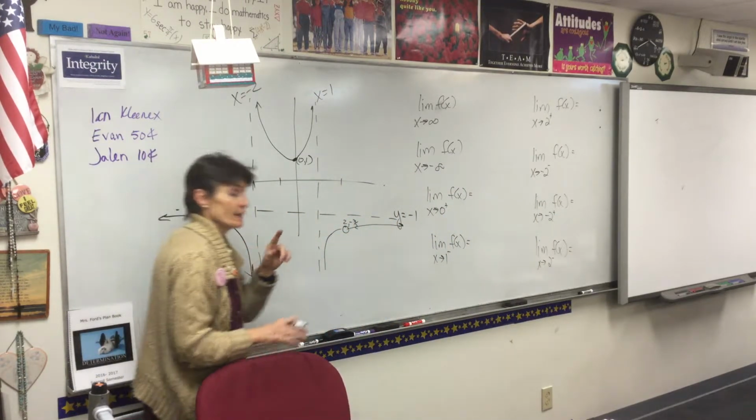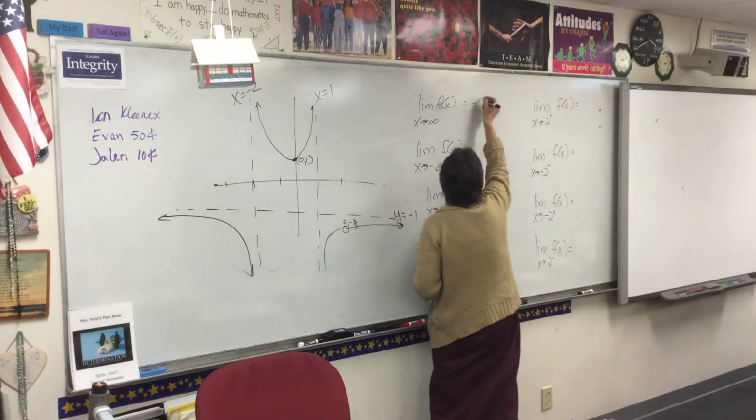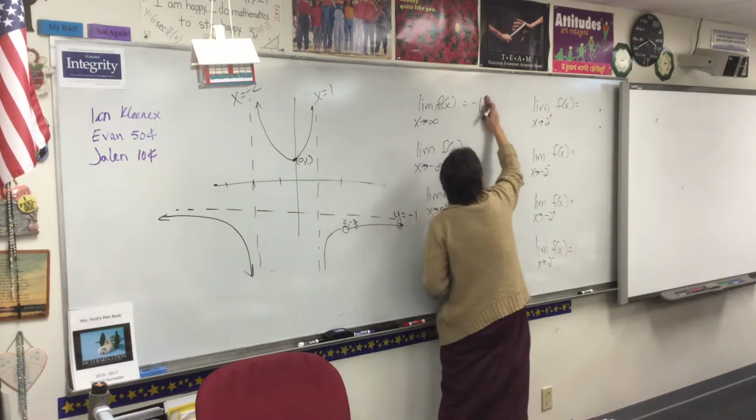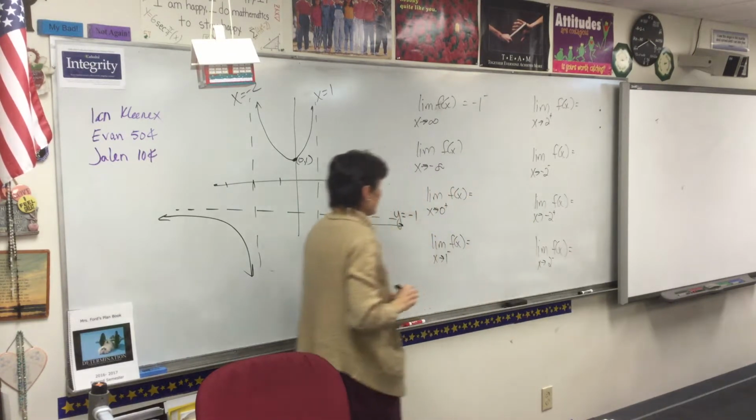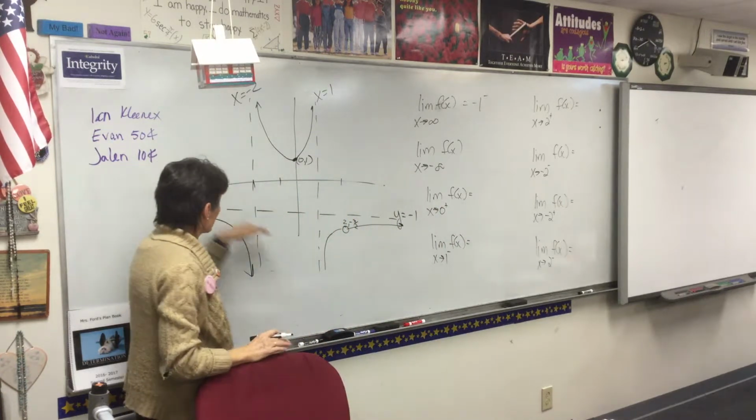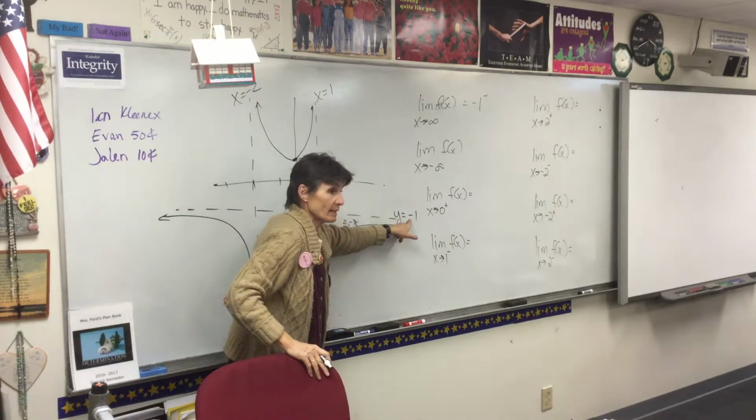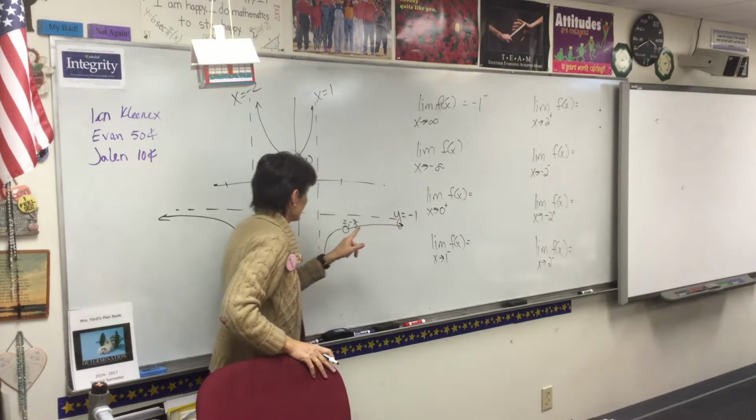Getting closer to -1, from the bottom. Yep, you said from the bottom, and I wrote from the top. Why isn't it from the bottom? This asymptote is at y equals -1.